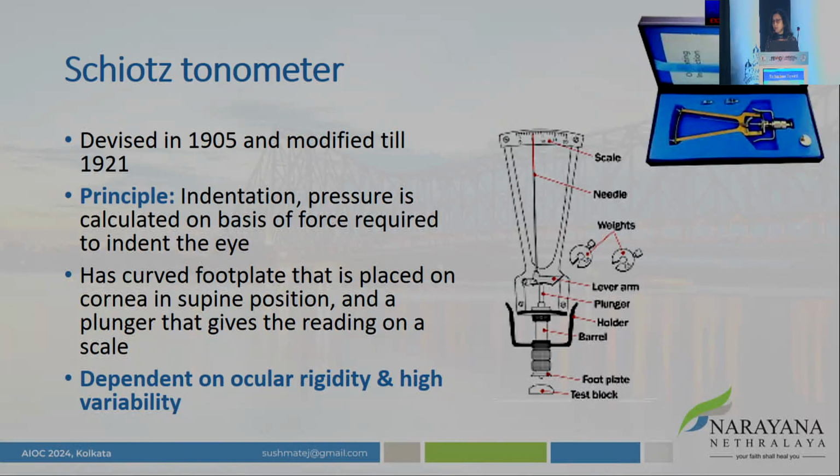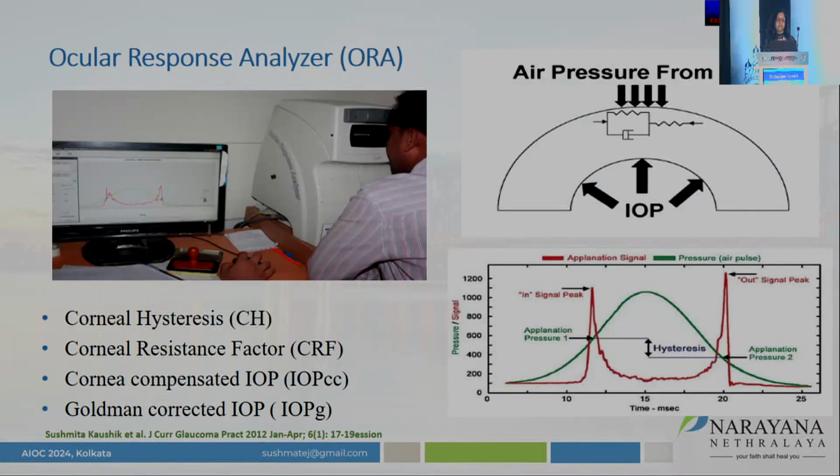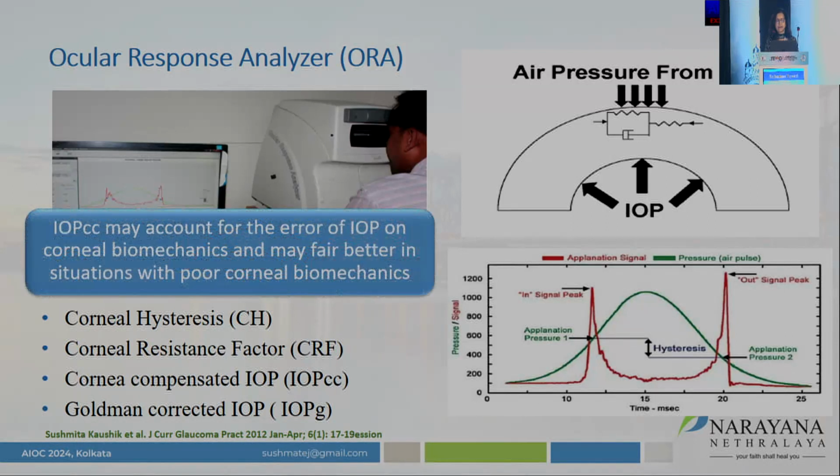Why it got unpopular was because of dependence on the ocular rigidity and high variability. There are certain tonometers which can take care of the biomechanical properties, and ORA is supposed to be the first one which could overcome the corneal biomechanics and gives us the accurate intraocular pressure. It gives us not only the intraocular pressure but also corneal hysteresis and corneal resistance factor. So the IOPcc can account for the errors due to corneal biomechanics and may fare better in these situations where there is poor corneal biomechanics.